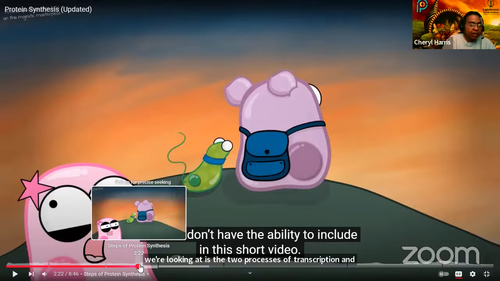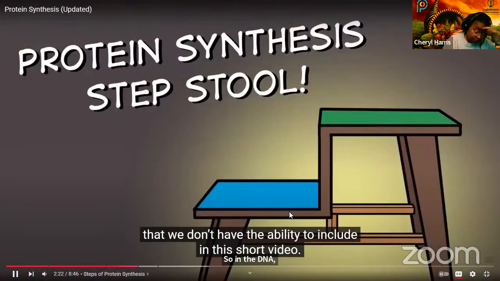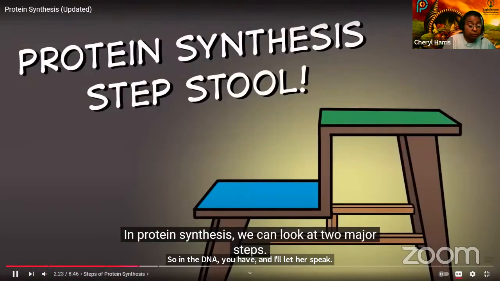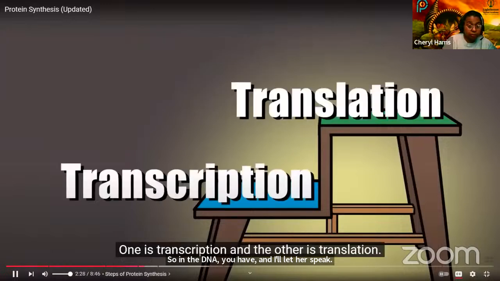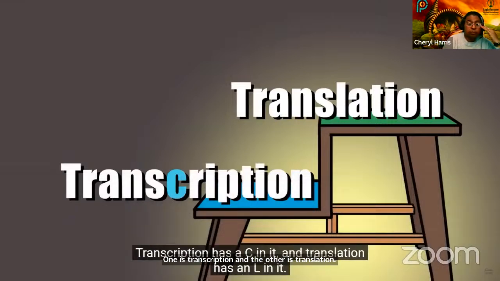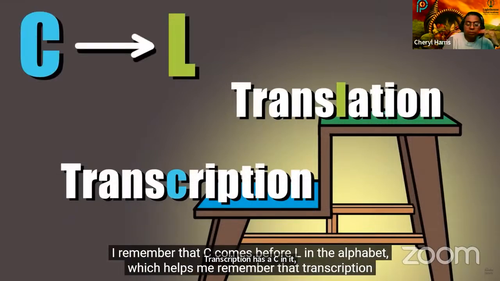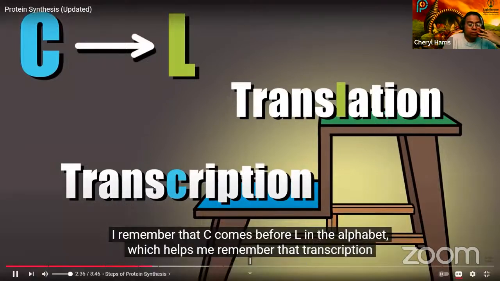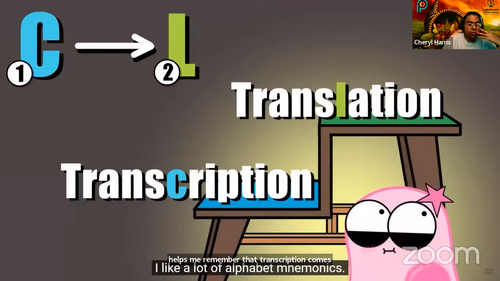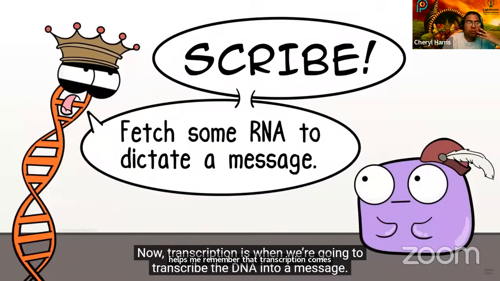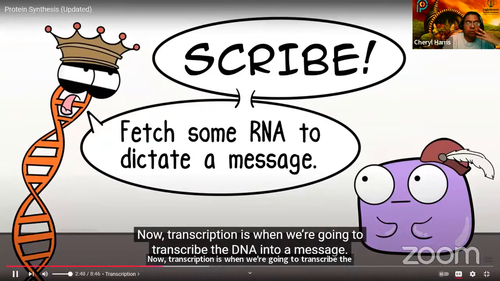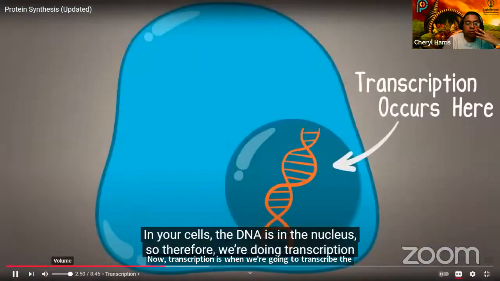So in the DNA, you have, and I'll let her speak. In protein synthesis, we can look at two major steps. One is transcription, and the other is translation. Transcription has a C in it, and translation has an L in it. I remember that C comes before L in the alphabet, which helps me remember that transcription comes first. I like a lot of alphabet mnemonics. Now, transcription is when we're going to transcribe the DNA into a message. In your cells, the DNA is in the nucleus, so therefore, we're doing transcription.